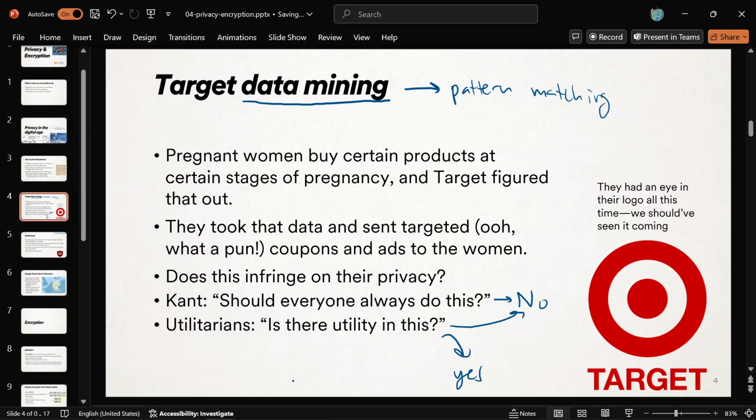You could say total utility is increased because if these pregnant women were going to buy these products anyway, and now they're getting coupons for those products, it's cheaper for them. They're saving money. All right. So there are two sides to that coin. If I gave you an essay on this, for example, you would pick apart one of those sides, wouldn't you? All right. Are there any questions about that?